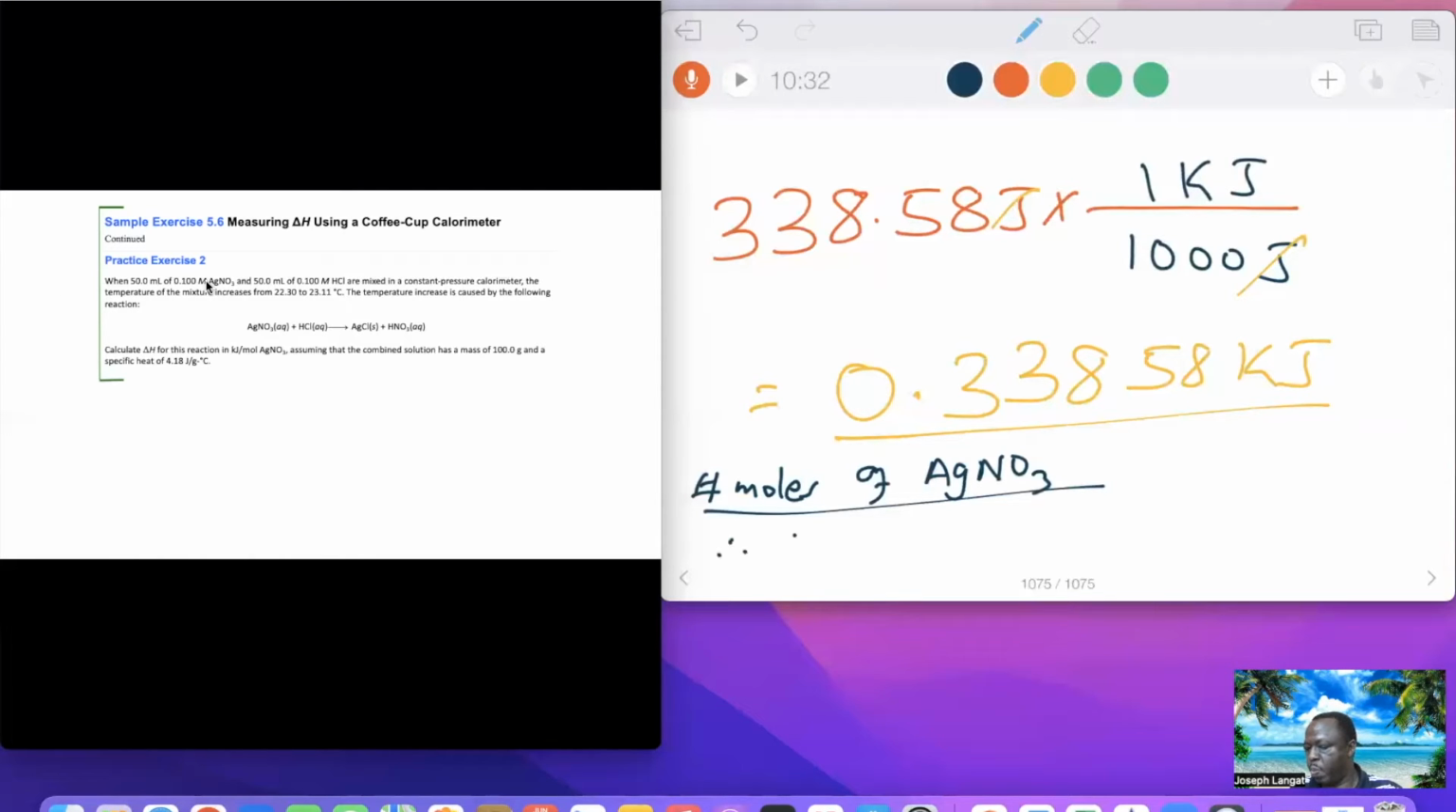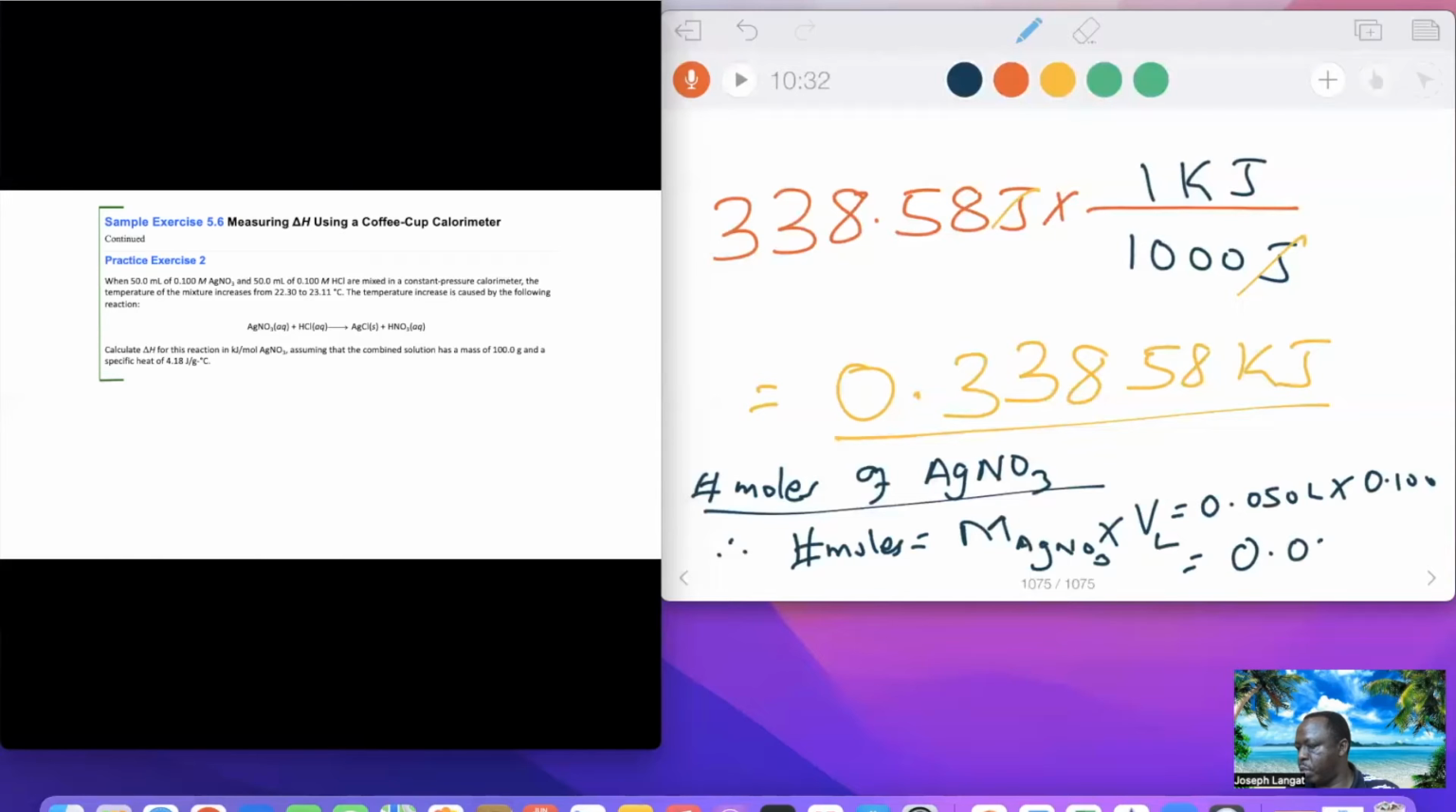Therefore, the number of moles is given by the molarity of silver nitrate times the volume in liters, which equals 0.050 liters times 0.100, and we have 0.0050 moles. This is the number of moles of silver nitrate.